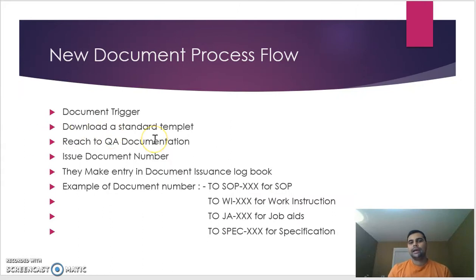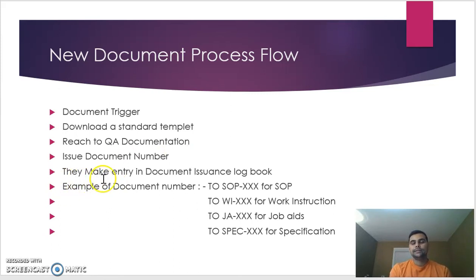Now every company has a standard template. In my previous quality documentation videos, I've shown that all documents have a standard template. So you need to find out where that standard template is sitting in your company, and download it. Then you reach out to the quality documentation department with that template, and they will issue you a unique number for your new document, because each document has to have a unique number.